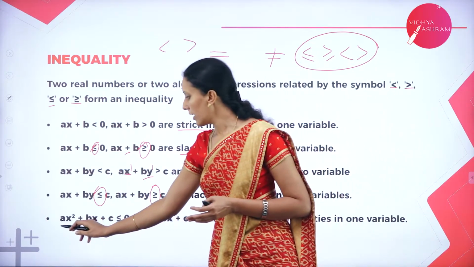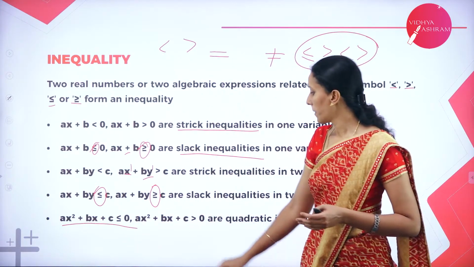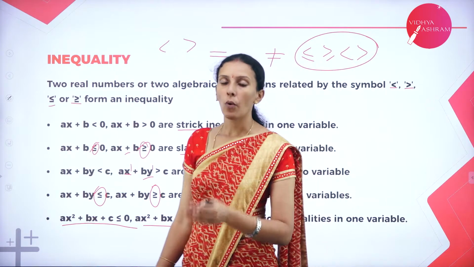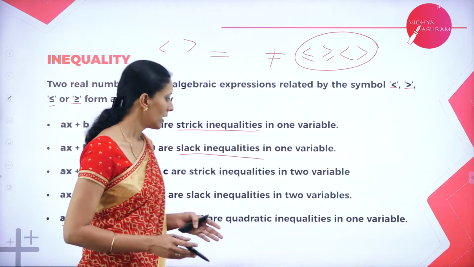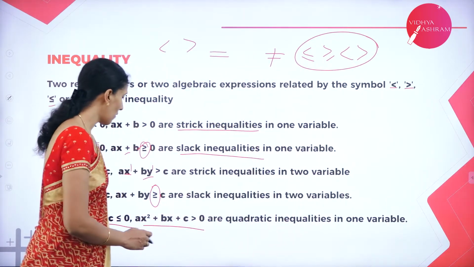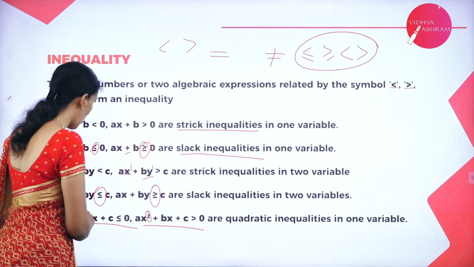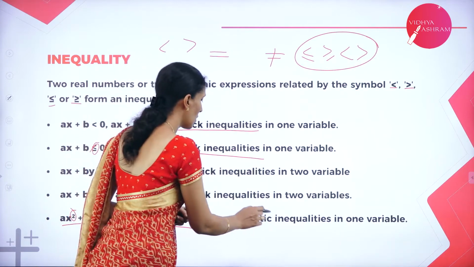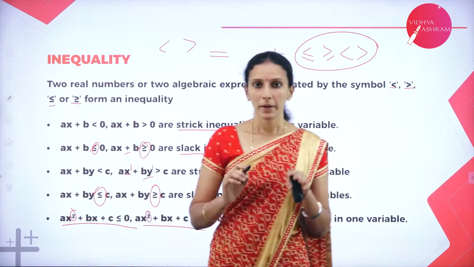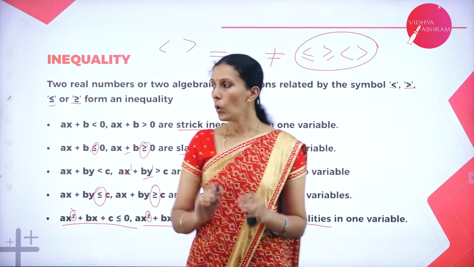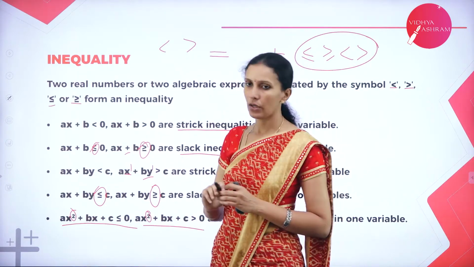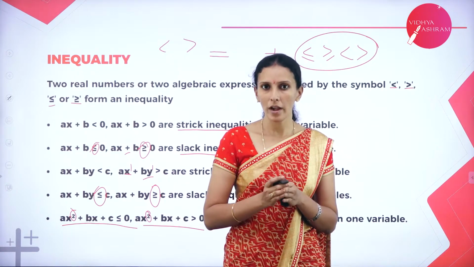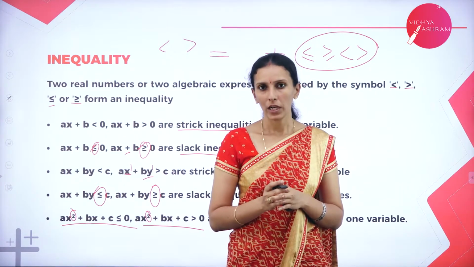Next we have ax square plus bx plus c greater than 0, and similar forms, which are called quadratic inequalities. Why are they called quadratic inequalities? Because the degree or the power of the variable is 2. Therefore they are called quadratic inequalities. But here we are discussing only linear inequalities, that is, an algebraic expression with degree 1 and with a variable.